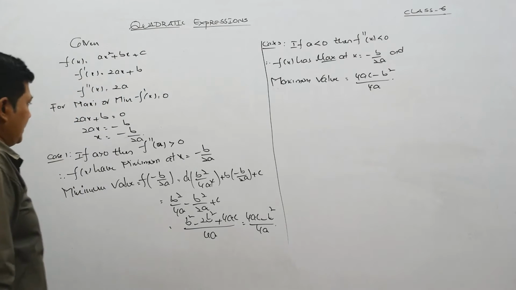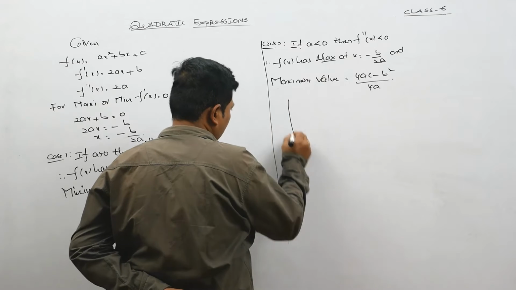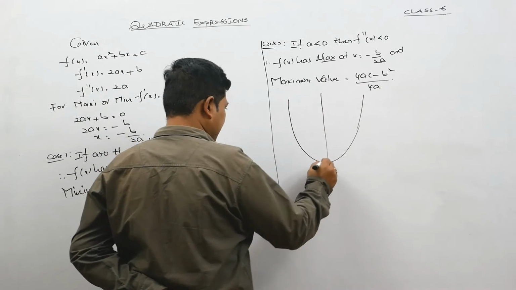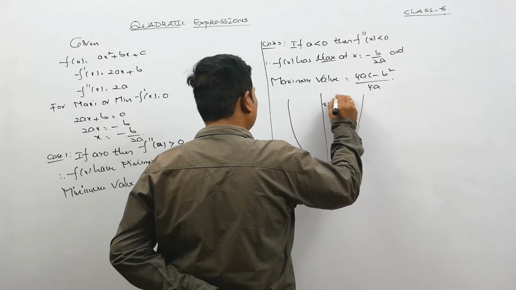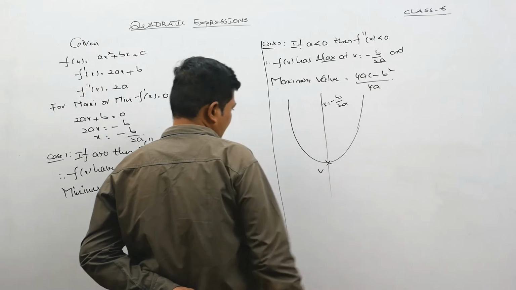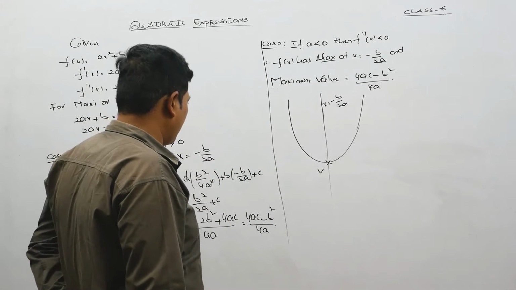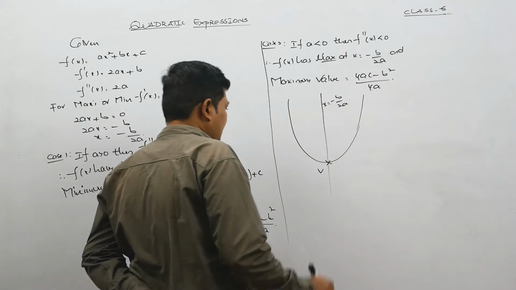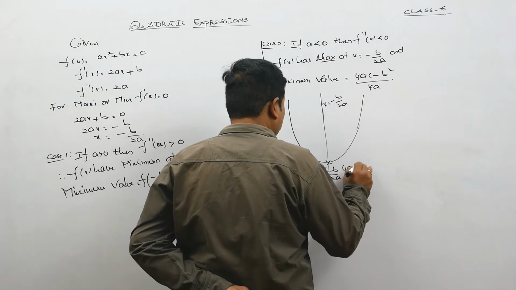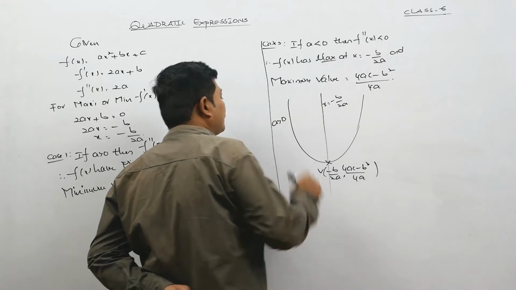And here, suppose a is greater than 0, you can imagine a parabola in the shape like this, and this is the line x is equal to minus b by 2a, and this is called the vertex, where the axis cuts the parabola. The vertex is equal to minus b by 2a comma 4ac minus b square by 4a. This is the case a greater than 0.